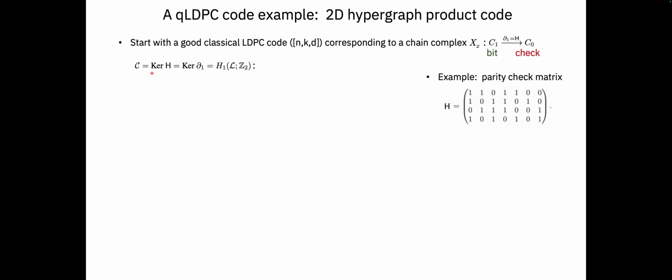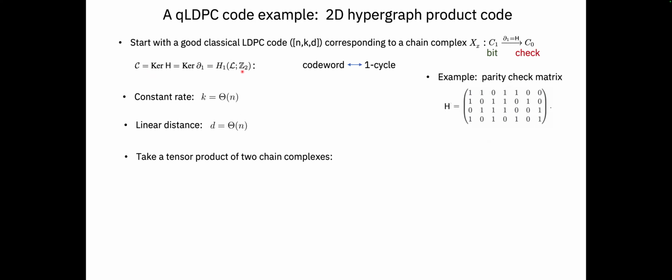And the code is defined as the kernel of this parity check matrix, or the boundary map, which is also the first homology group. And the codeword of this classical code will be just the one-cycle in this two-term chain complex. So if you use an expander graph to build this classical code, you can actually realize both constant rate and linear distance. And then we want to produce a quantum code by taking a tensor product of the two chain complexes.